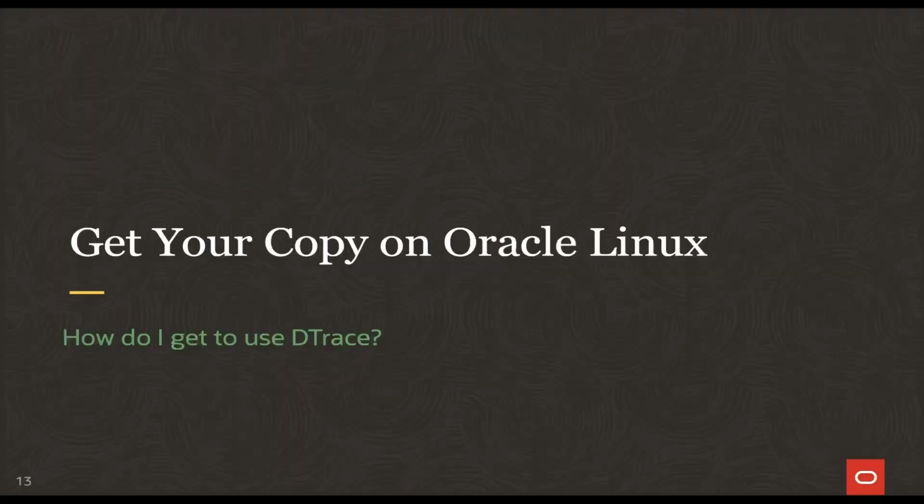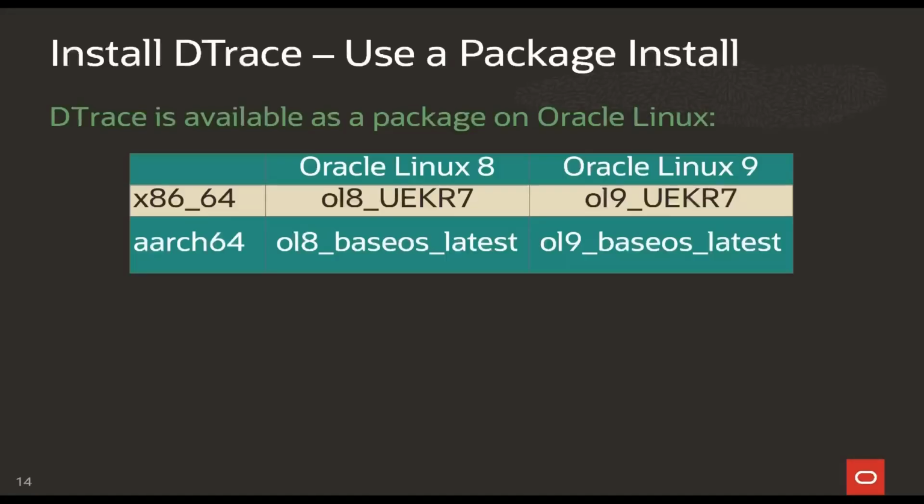How do you get your copy on Oracle Linux? Well, DTrace is available for Oracle Linux 8 and Oracle Linux 9. It's available for x86-64 and AArch64. In other words, it's available for Intel, AMD and ARM. And depending on your situation, the hardware that you use and the version of Oracle Linux, these are the repos where you can find DTrace.